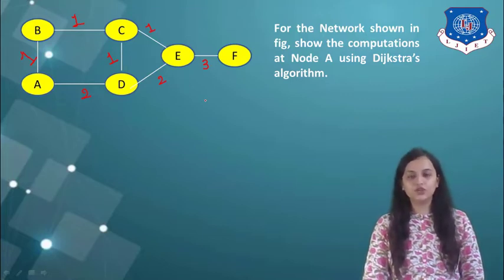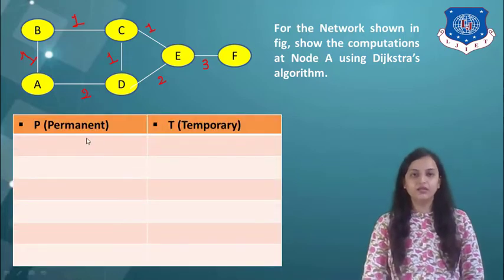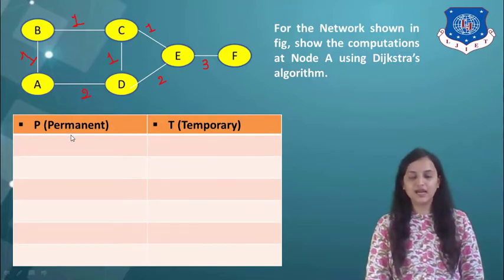Now to obtain the shortest path from this network, we have to make one table to decide the shortest path according to the network. So this is the table. The table indicates two parts, permanent side and the temporary side. Now in the Dijkstra's algorithm, there is one target which says that all the nodes from the network should be at the permanent node side step by step.